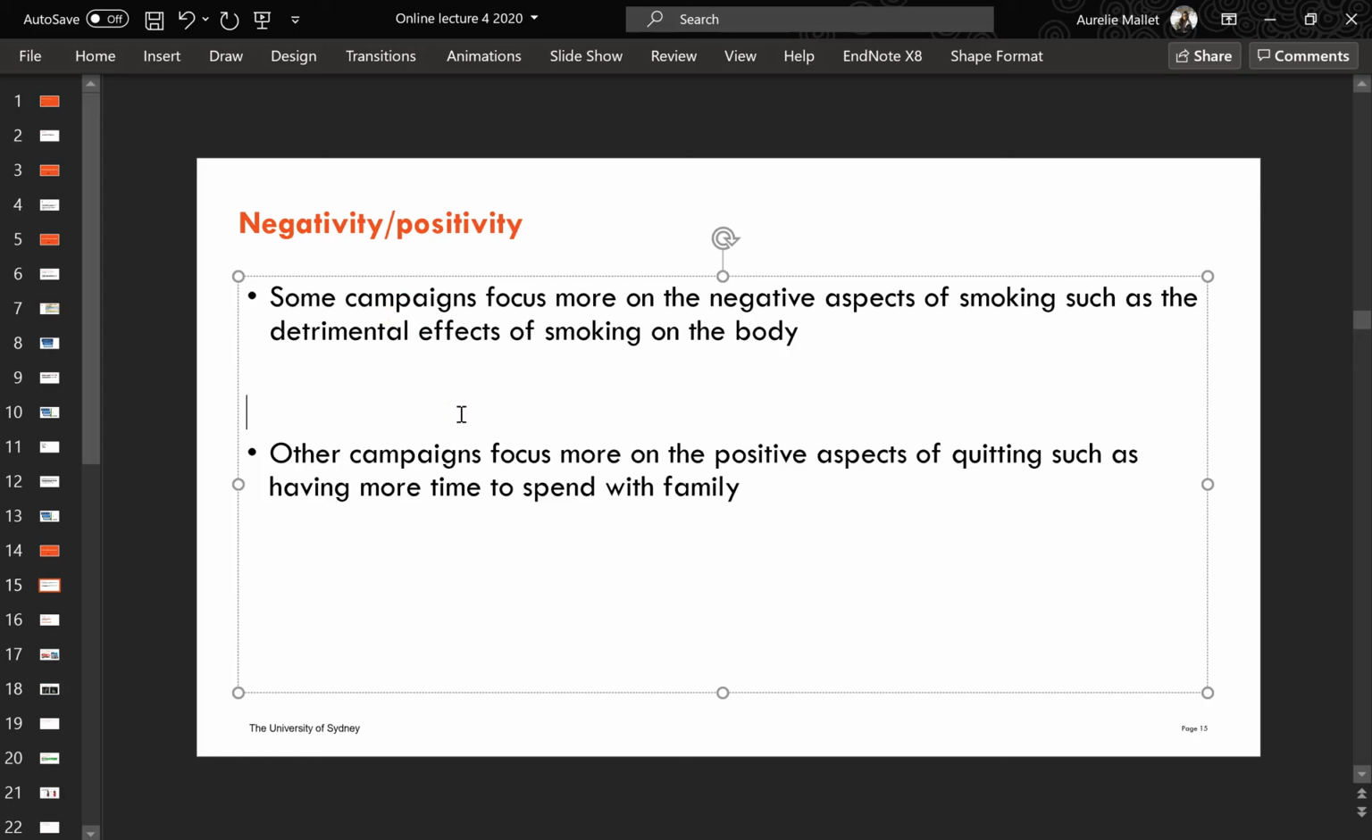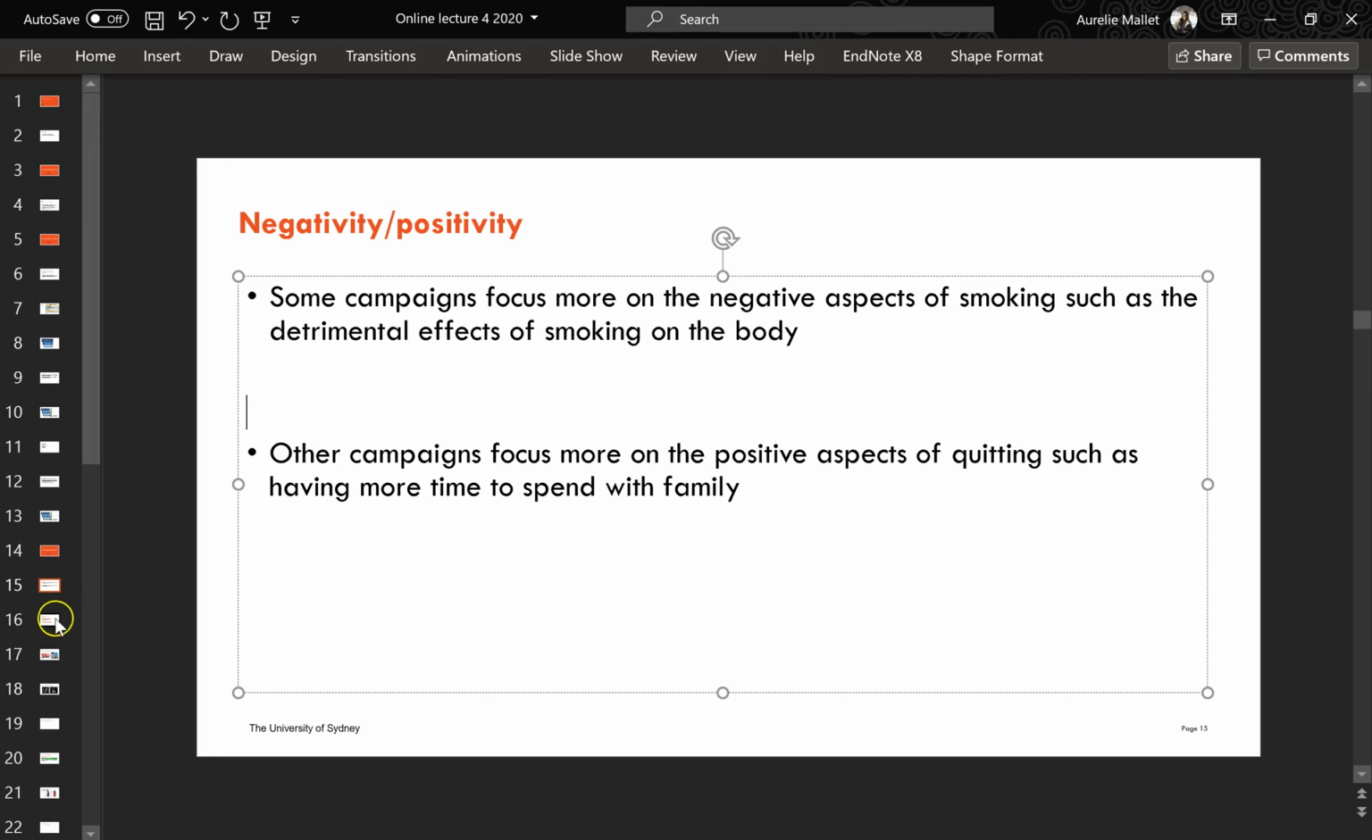So what do they mean? Some campaigns focus more on the negative aspects of smoking, such as the detrimental effects of smoking on the body. That's pretty straightforward, I hope. So some campaigns focus more on the negative aspects of smoking, that's negativity, while other campaigns focus more on the positive aspects of quitting, such as having more time to spend with one's family. So that's positivity. Again, negativity focuses on negative aspects of smoking, and positivity focuses more on the positive aspects of quitting.